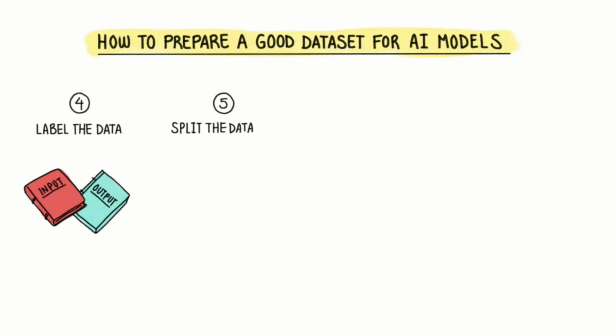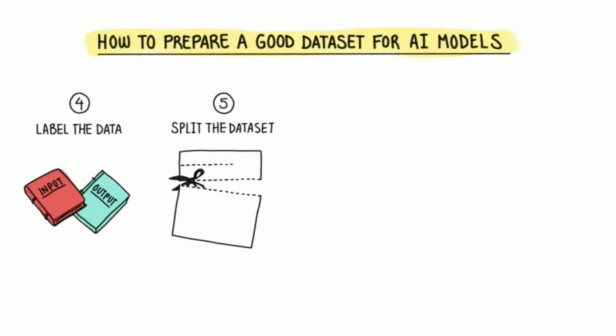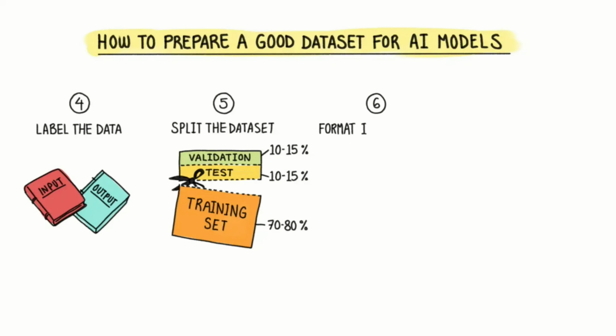5. Split the dataset. Rather than giving the model everything at once, the dataset is split into a training set, which can be about 70 to 80% for learning, a validation set, about 10 to 15% for tuning, and a test set, about 10 to 15% for final evaluation.